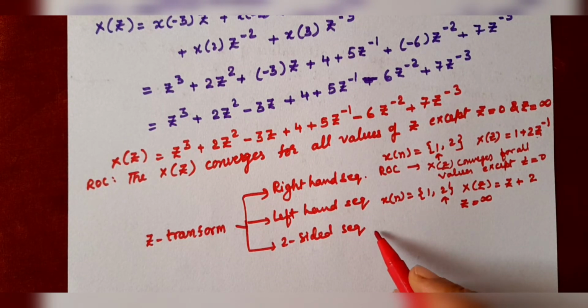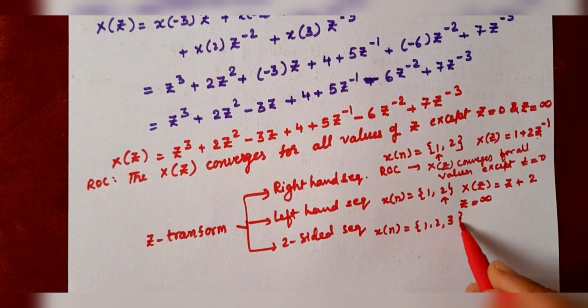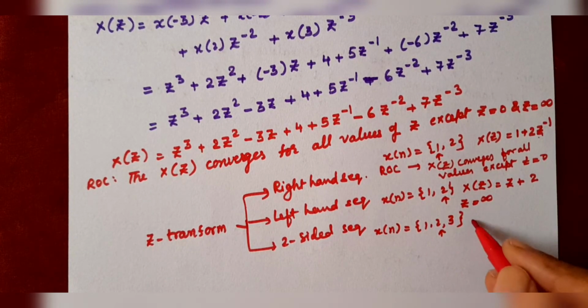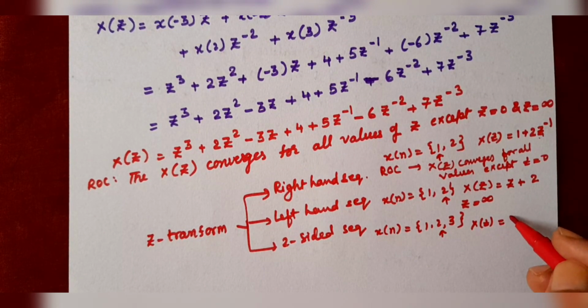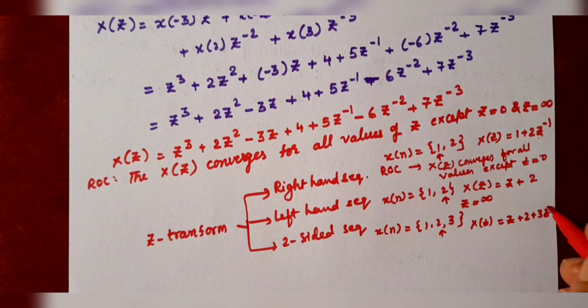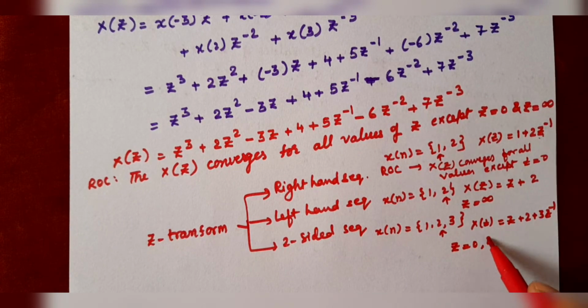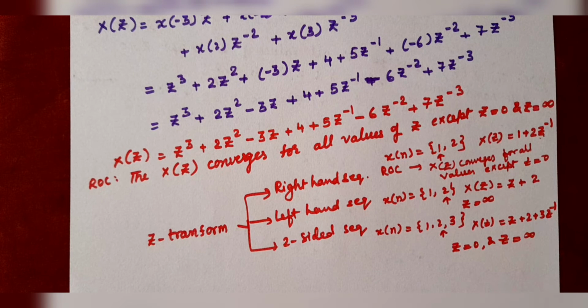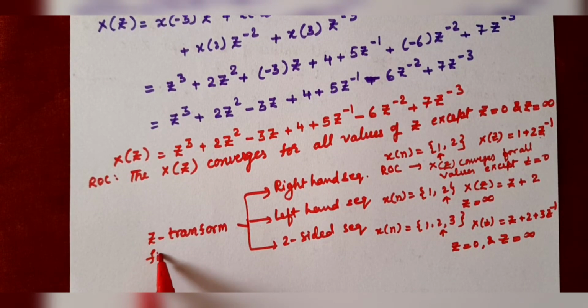For a two-sided sequence, let the example be x of n is equal to 1, 2, 3. So x of z will come as z plus 2 plus 3z to the power minus 1. So except z is equal to 0 and z is equal to infinity, x of z converges for other values. Okay. So for finite duration, z transform for finite duration sequence we have done.